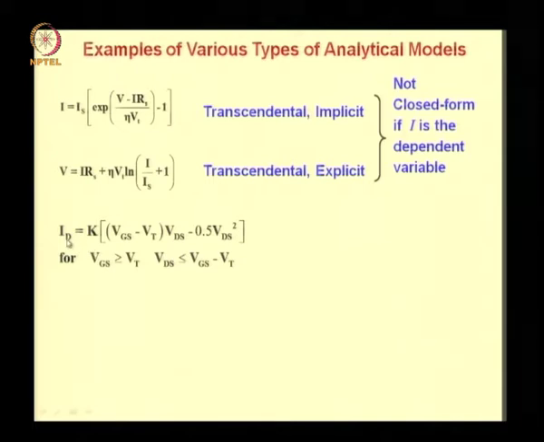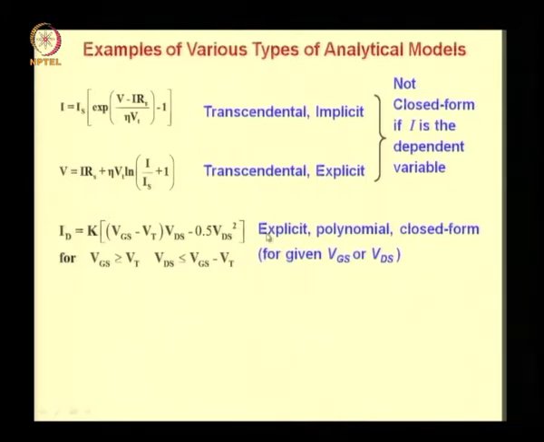Consider another mathematical function, that of the ID VDS characteristics of a MOSFET. Now this is an explicit function, then it is polynomial or algebraic form, and it is also closed form for a given value of VGS or VDS.